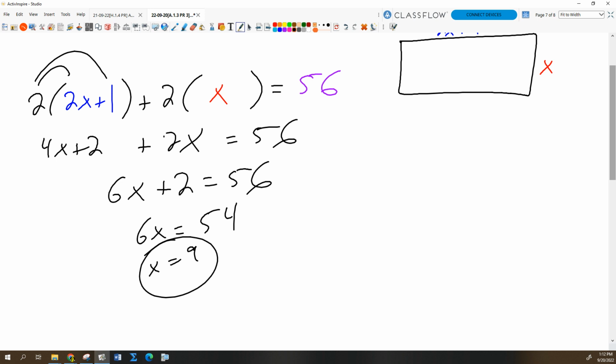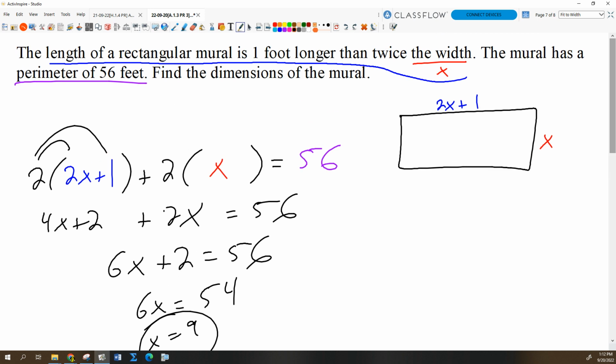No, not necessarily. We got to go back and see what they're asking for. They want the dimensions. Okay, if x is 9, that's the width. What's the length? What do you think? What's the length? 19, yeah. 2 times 9 plus 1, that gives us 19, doesn't it? There you go. 19 feet by 9 feet, that's our mural.